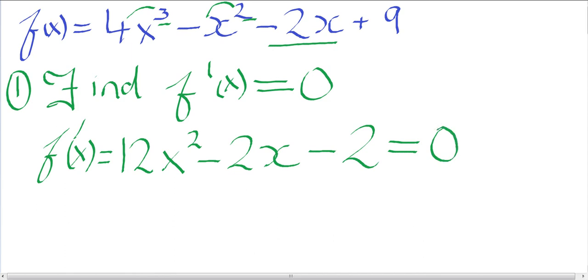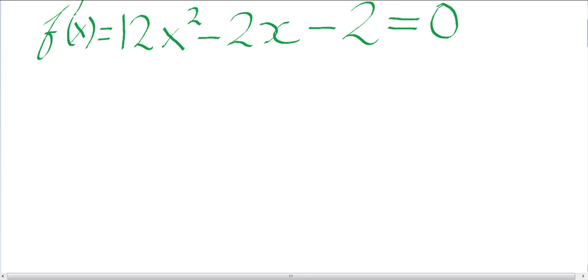Now, what kind of equation is that there? That's a quadratic. So straight away, I can hop into the minus b formula. So I'm going to write down my values of a, b and c. So I have a equals 12, b equals minus 2, and c equals minus 2.